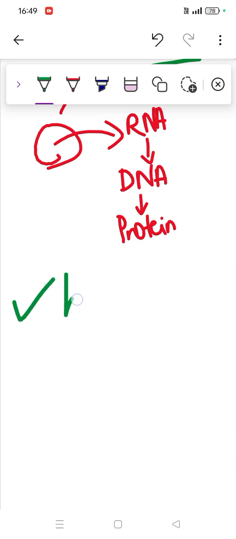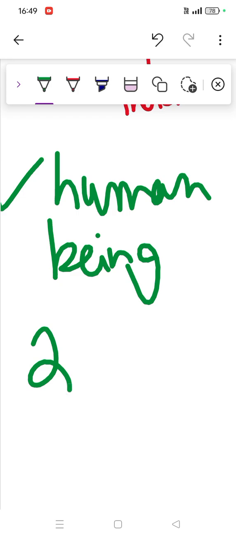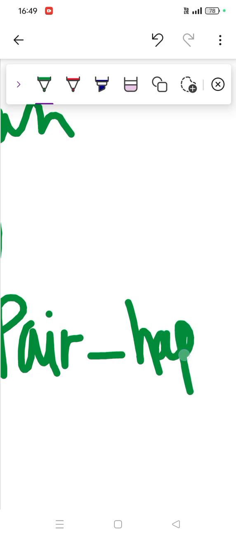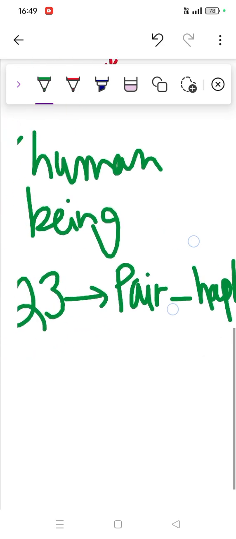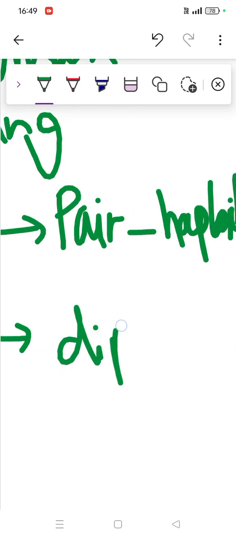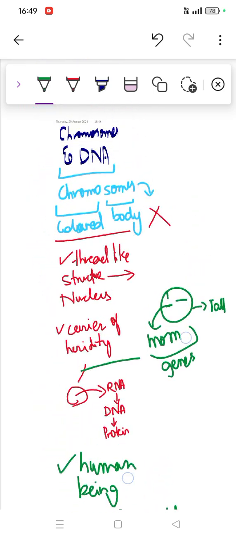Then the number varies. In human beings, the number of chromosomes is 23 in pairs, which means the haploid form. And when we talk about 46, that is the diploid number, not in pairs. These are the basic numbers. And our topic is chromosome and DNA.